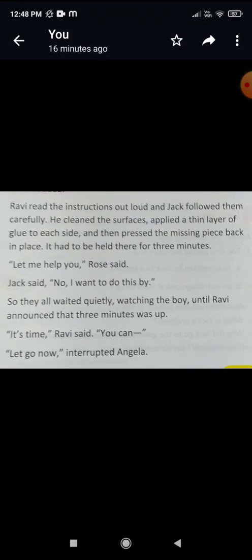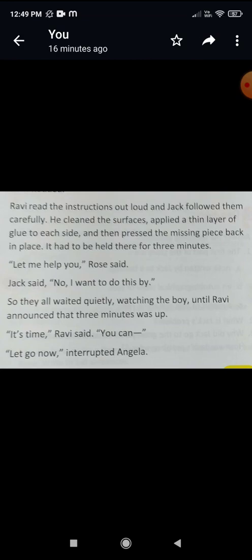Ravi read the instructions out loud and Jack followed them carefully. He cleaned the surfaces, applied a thin layer of glue to each side, and then pressed the missing piece back in place. It had to be held there for 3 minutes. So Jack read these instructions saying that you have to clean the surfaces and you should apply a thin layer of glue to each side, and then you need to press the missing piece back in place and you have to hold it for 3 minutes.